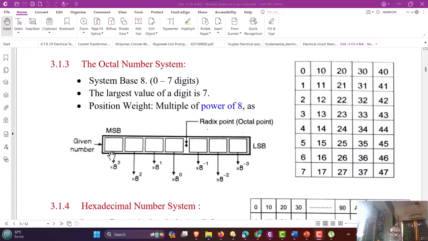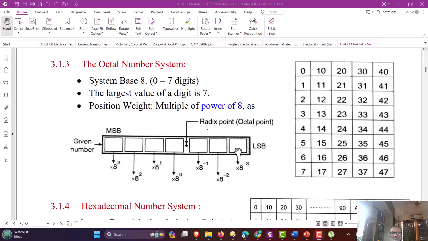So see the integer portion. The same logic we will apply here. The radix point is now called the octal point. The 0th position has the weight 8 raised to power 0. The first digit has the weight 8 raised to power 1, that is the position number. The second position has the weight 8 raised to 2, and the third position has the weight 8 raised to 3, and so on.